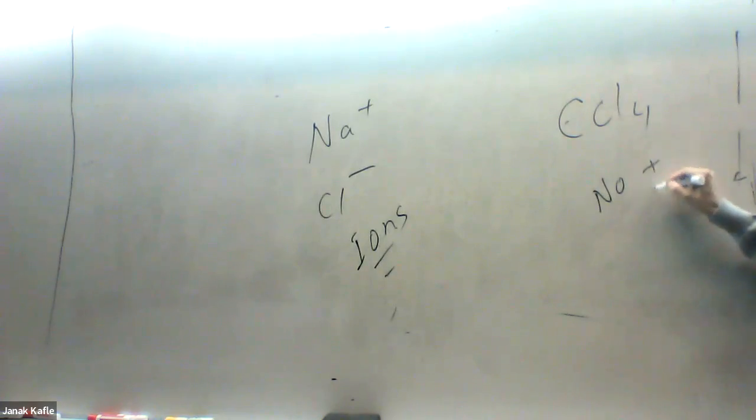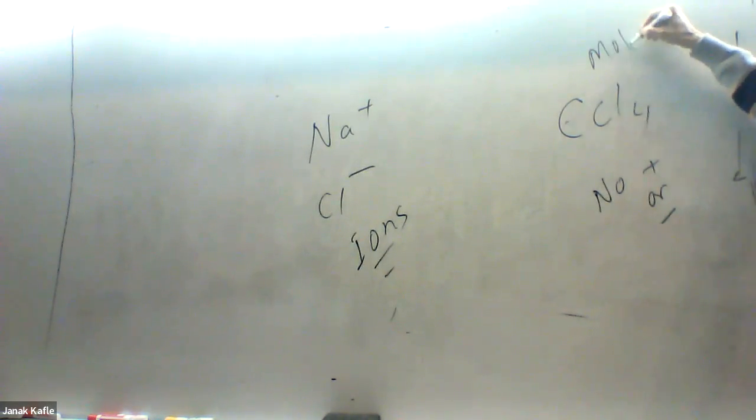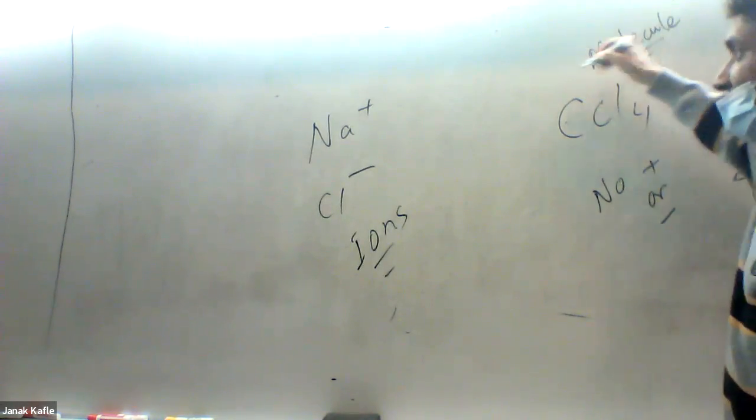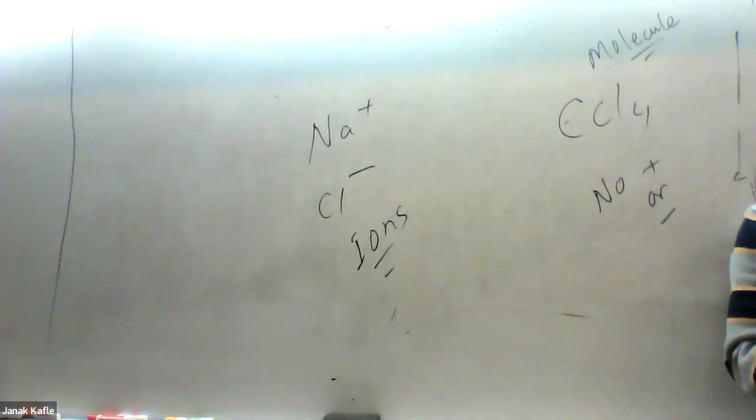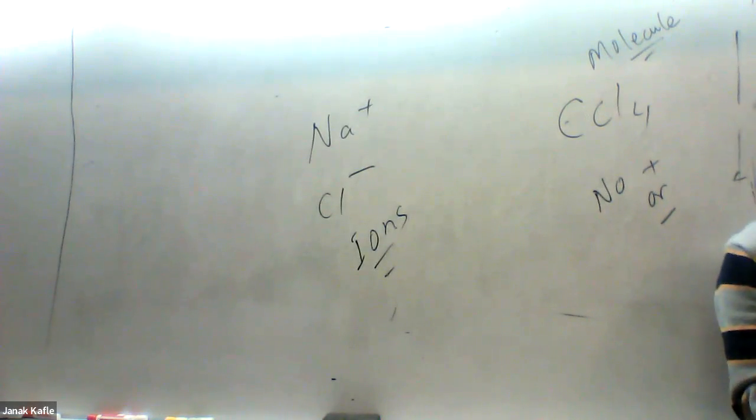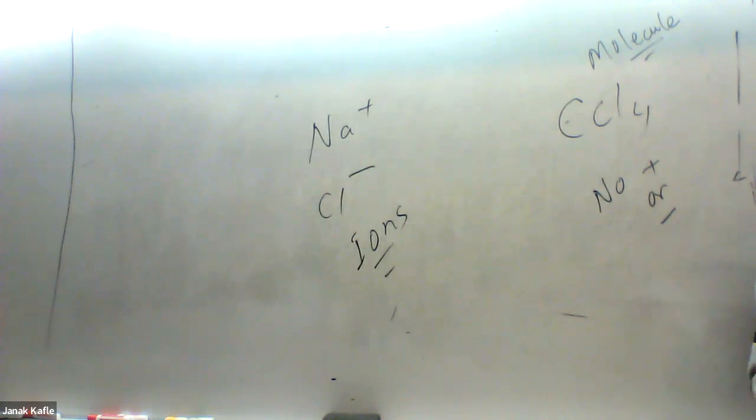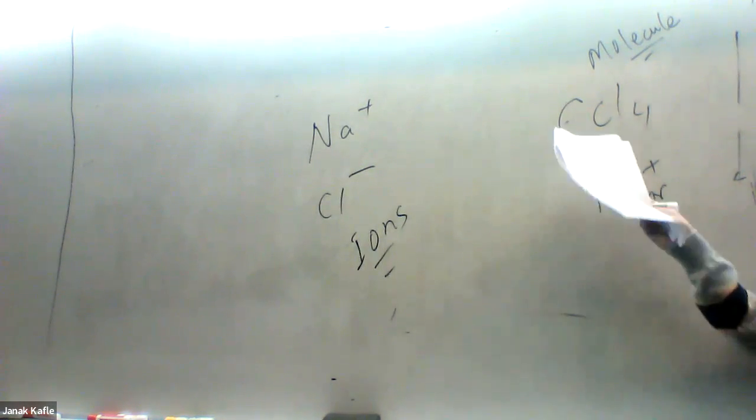No plus or minus. So this is called molecules, and this kind of condition is called ions. Make sense? So the difference between ions and molecules: ions have plus and minus charge. Molecules don't have charge. Everyone got that? So this guy doesn't have any charge.